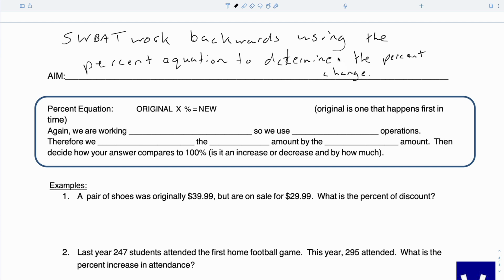Yesterday, you guys learned the difference between finding a new total and an original price. Today, we're going to go one more step further, and we're looking for the percent change. We've never done this before. Today, we're going to learn how.